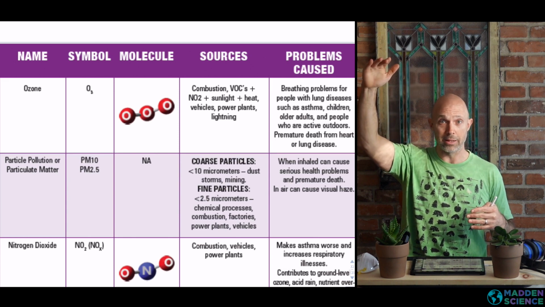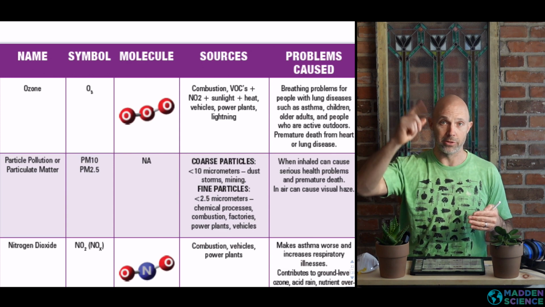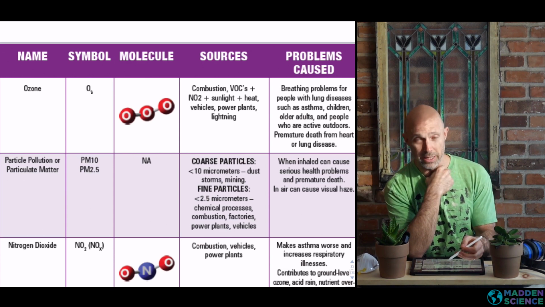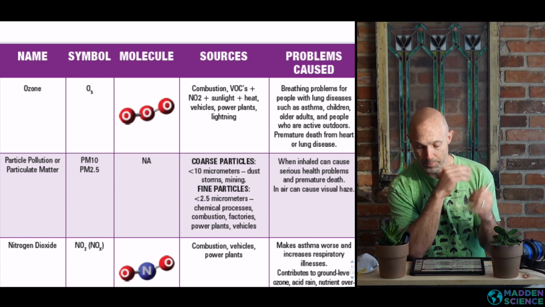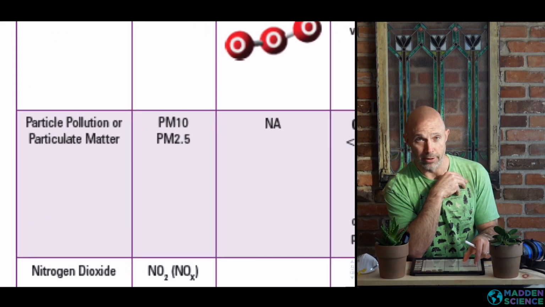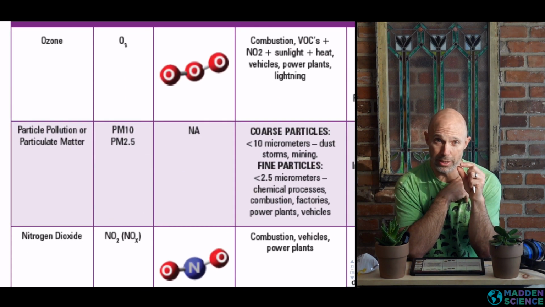Ozone has protective anti-UV properties high up in the stratosphere. Here at the troposphere it's highly dangerous. So the source would be combustion, VOCs, and NOxes that combine, and then breathing problems for people with lung disease, asthma, kids, older adults. Particulate matter, abbreviated PM, usually designated by its size, measured in microns.